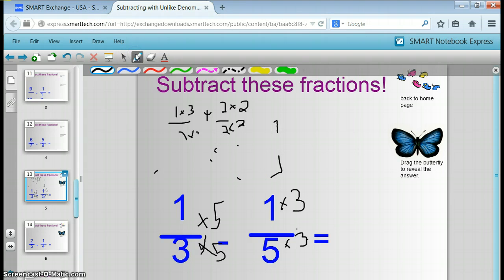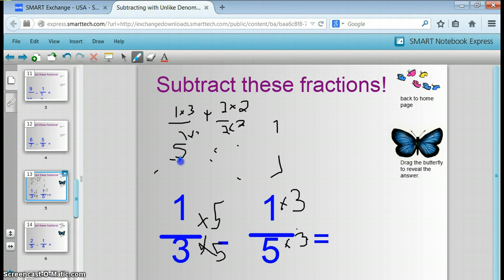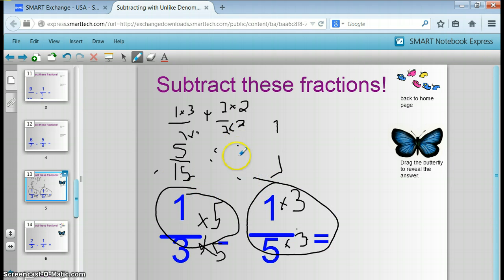Let's finish this up. This would become 5 over 3 times 5 is 15. I'm getting this information from down here. And same thing here. I'm going to take this information and we're going to say this became 1 times 3 is 3. 1 times 5 is 15.